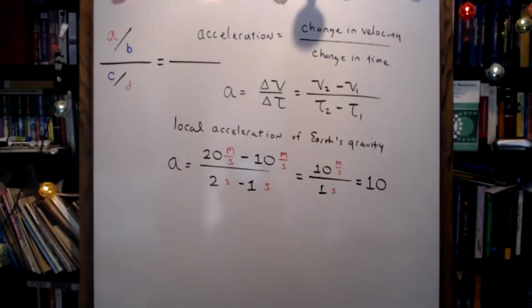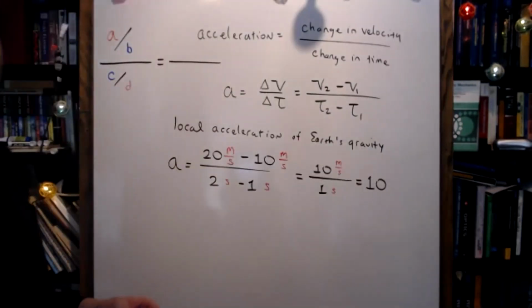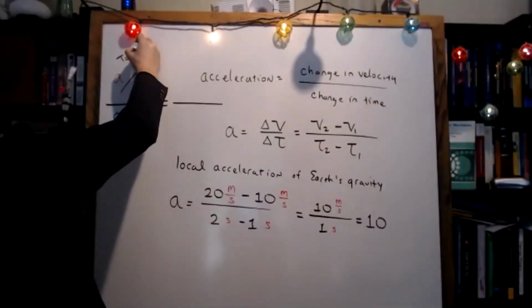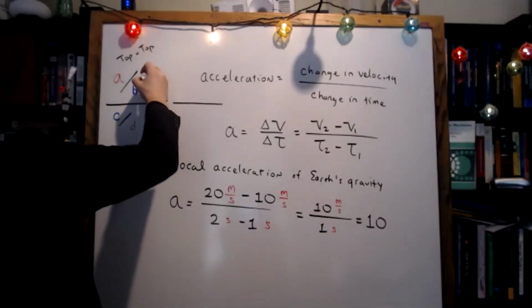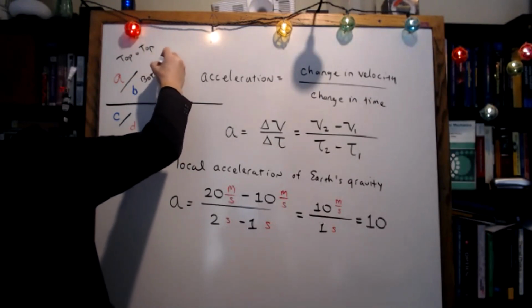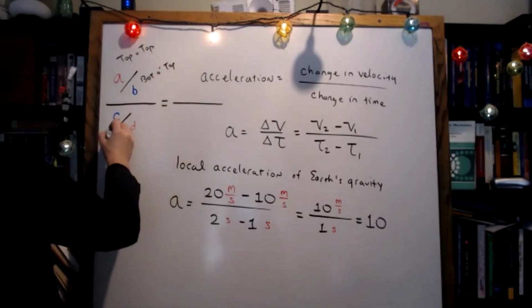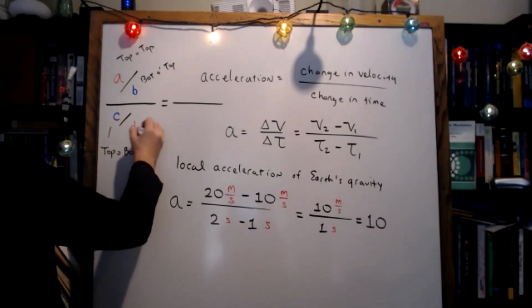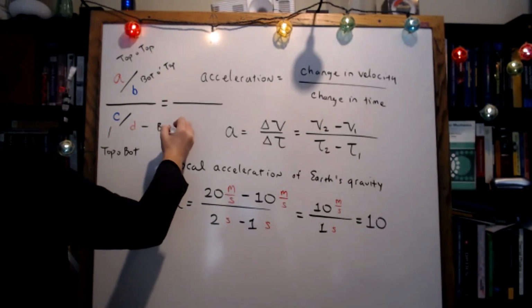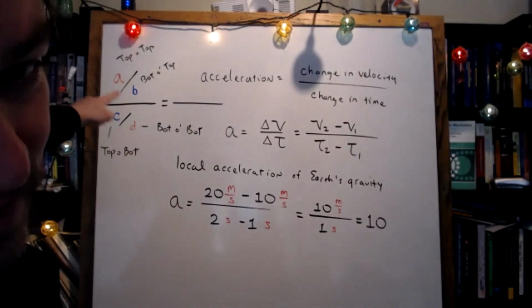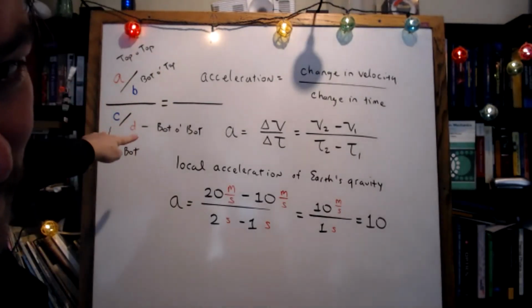Now, I don't want to drag this out too long. I don't know if you guys know how to do this. I have little nicknames for each of these letters. I call A the top of the top fraction. I call B the bottom of the top fraction. I call C the top of the bottom fraction. And I call D the bottom of the bottom fraction. Top of the top, bottom of the top, top of the bottom, bottom of the bottom.